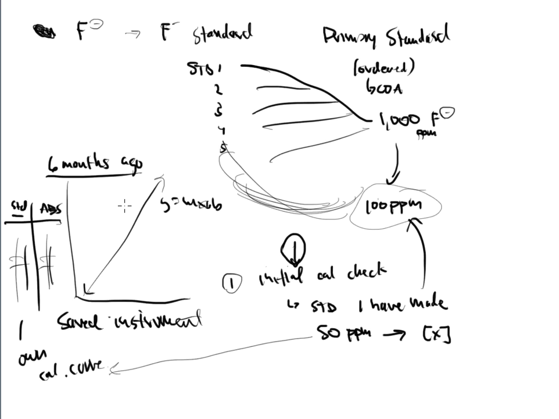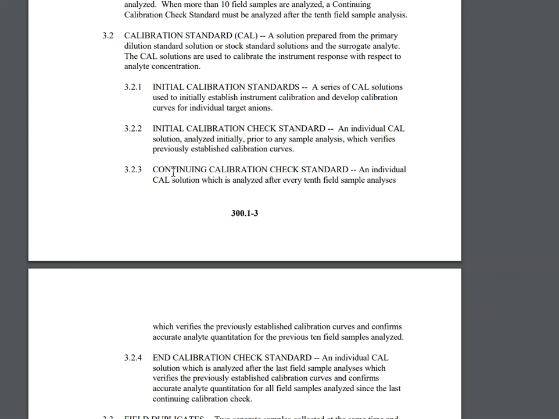And if they do, that cal curve's ready. That machine's ready to run samples. However, that's not the only thing that you have to do. So if we go back to the method, we also see what we call a continuing calibration check standard. And it says it's an individual cal solution which is analyzed every 10 field samples.